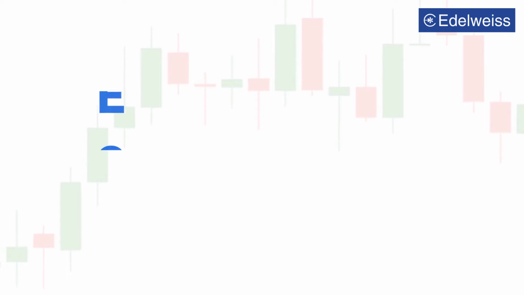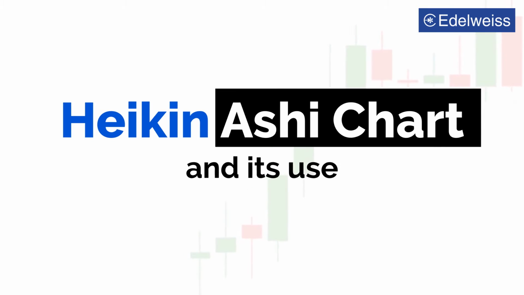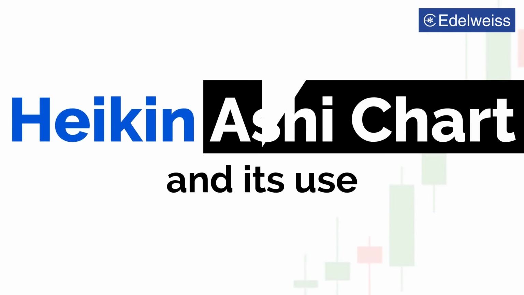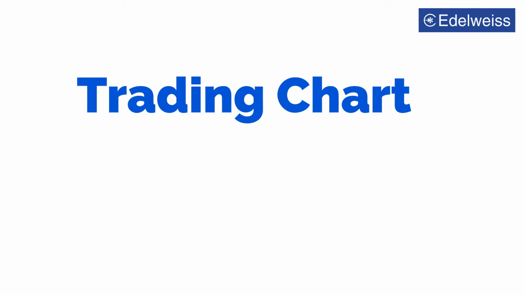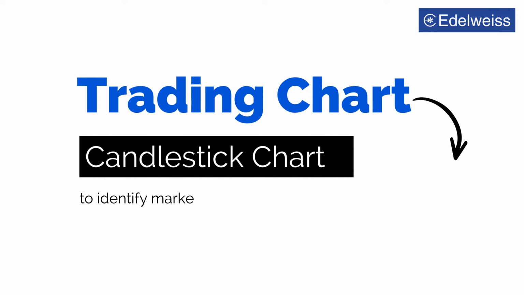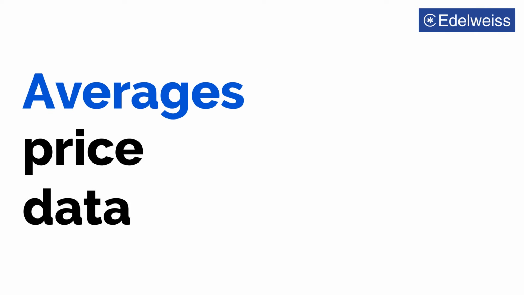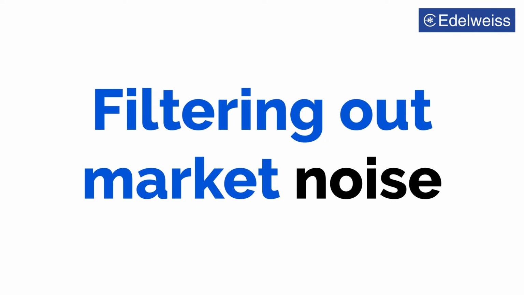In this video, we are going to understand all about Heikin Ashi chart and its use. Heikin Ashi is a type of trading chart that you can use in tandem with candlestick charts to identify market trends and predict future prices. This chart originated in Japan in the 1700s and averages price data, filtering out market noise.